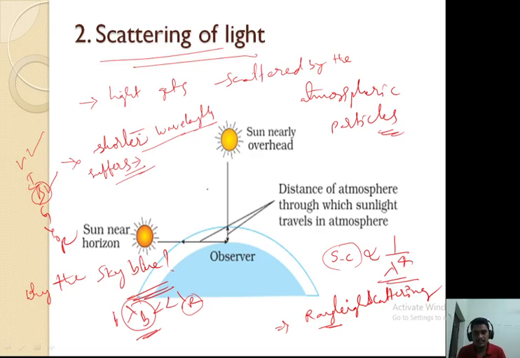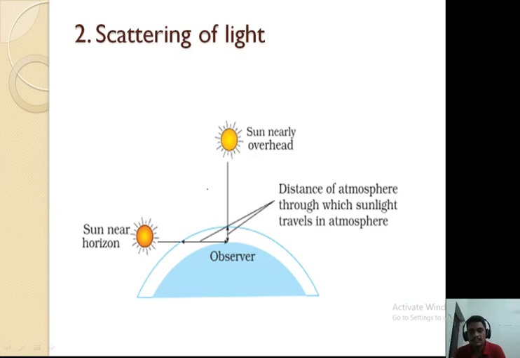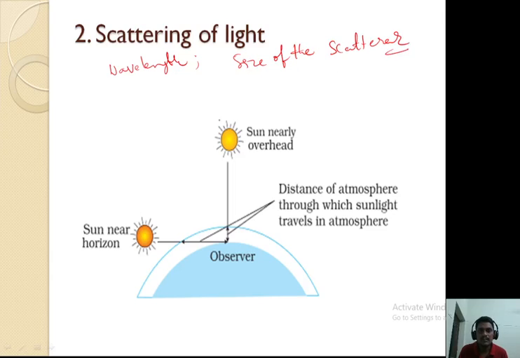Here, the scattering depends not only on the wavelength of light but also on the size of the scatterer. For example, scatterers are nothing but atmospheric particles. Let a be the size of the scatterer. If a is very much less than the wavelength of light, then Rayleigh scattering takes place.